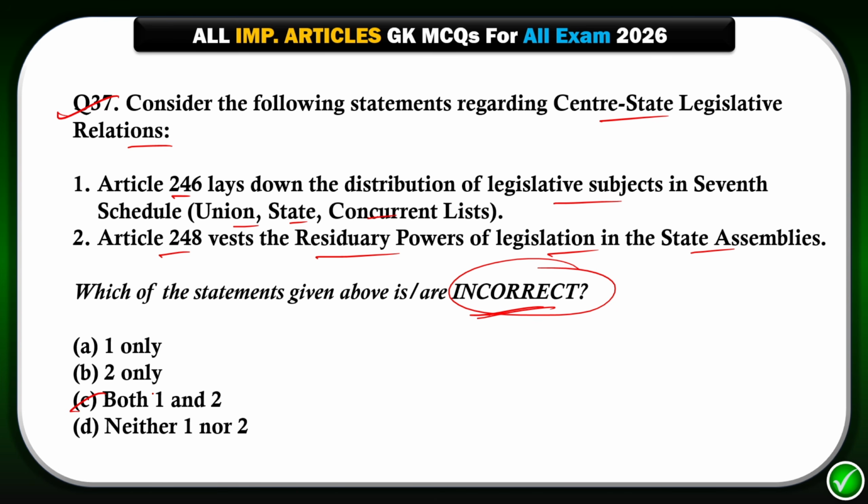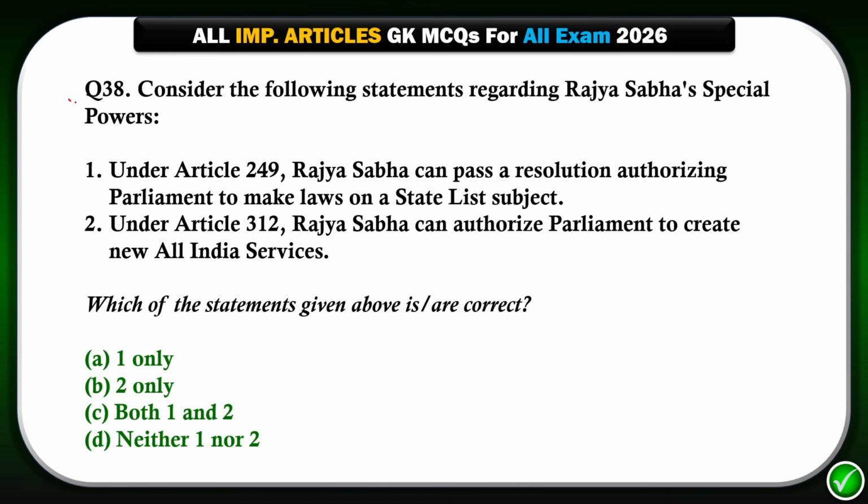Option number B, both 1 and 2 are not correct. 38. Consider the following statements regarding Rajya Sabha's special powers. Under Article 249, Rajya Sabha can pass a resolution authorizing Parliament to make laws on a state list per subject. Under Article 312, Rajya Sabha can authorize Parliament to create new All India services. Which of the statements given above is correct?